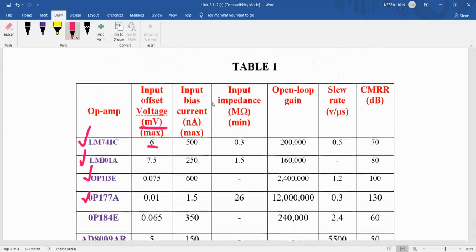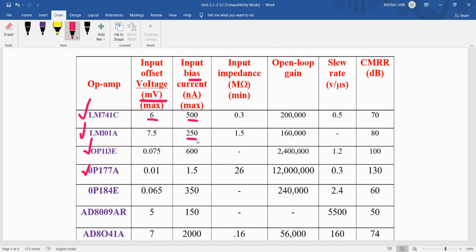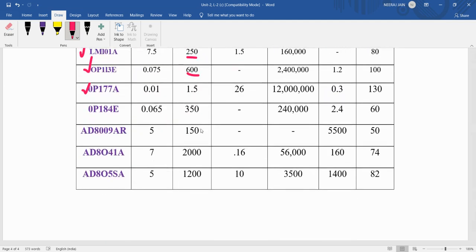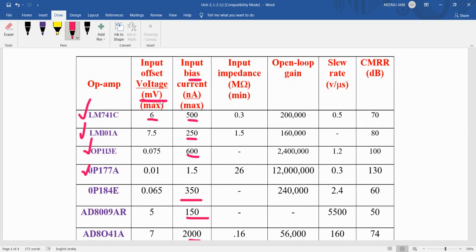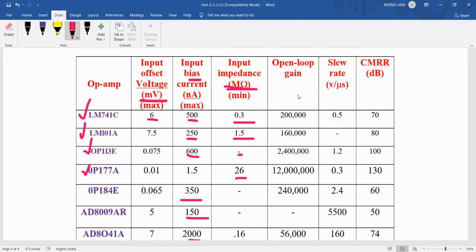In a similar manner, the input bias current is 500, 250, 600 or 350, 150, 2000, 1200. The input offset voltage is lower compared to the input bias current. Input impedance is in megaohm; ideally it should be infinity. It is 0.3, 1.5, 0.16, 10. These are the values of the input impedance.